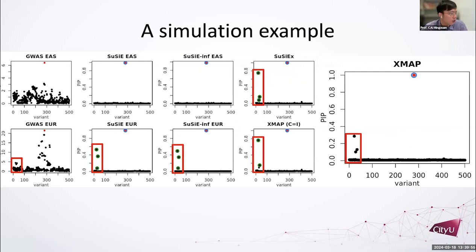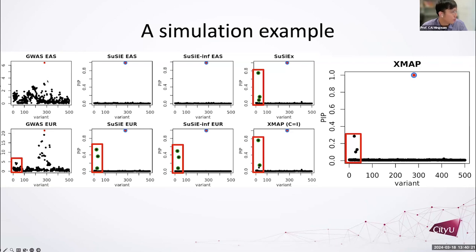So here is a concrete example from simulation. This one is the GWAS from East Asian, and this one is the GWAS from European. For the GWAS from European, the red dot represents the true causal SNP. I only use one true causal SNP for demonstration. We can see that in this corner there are some non-causal SNPs that still have very small p-values.